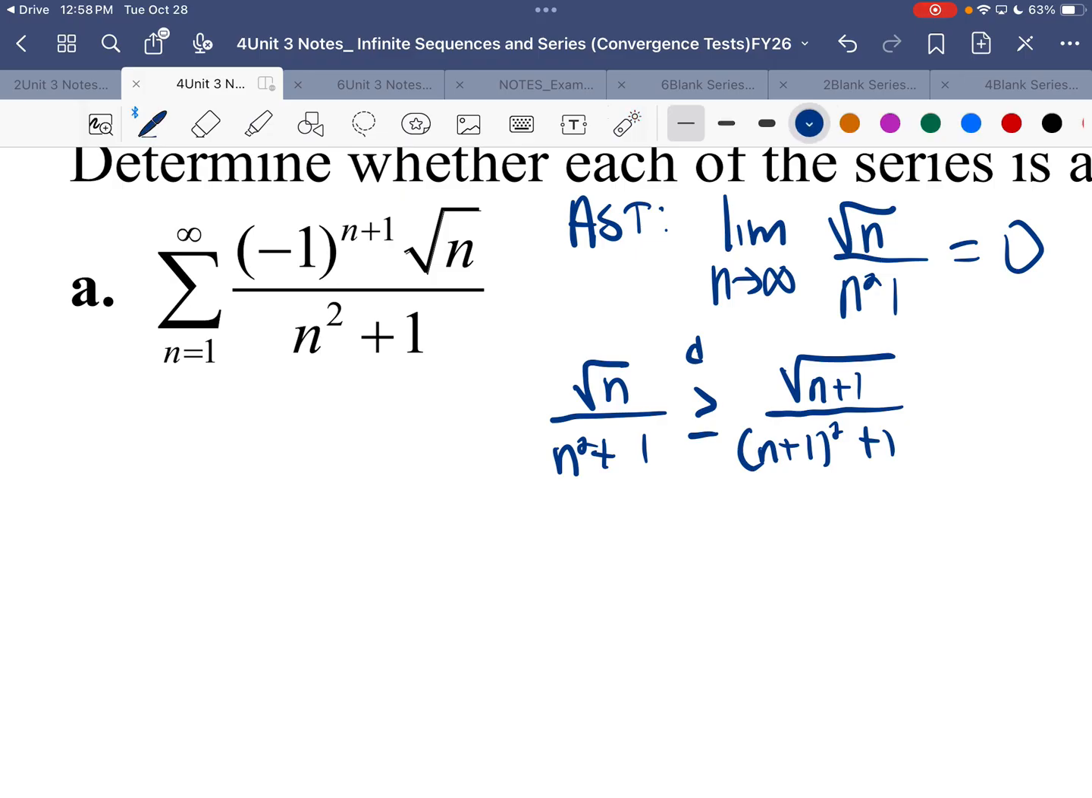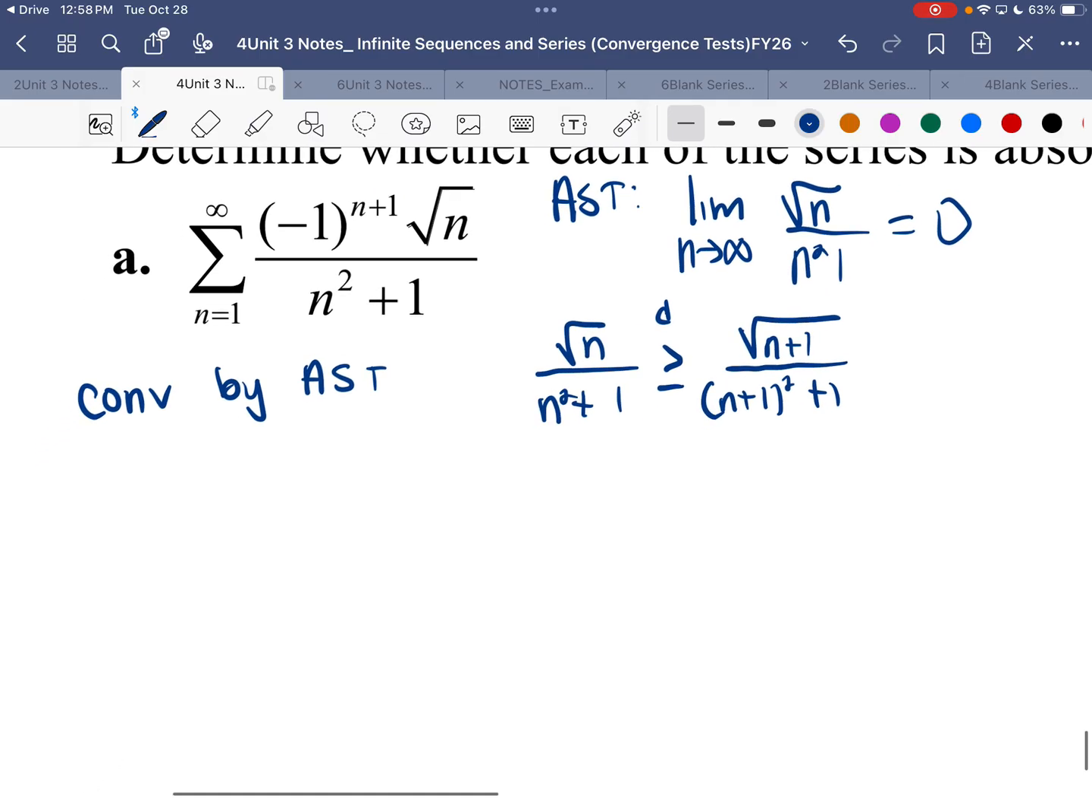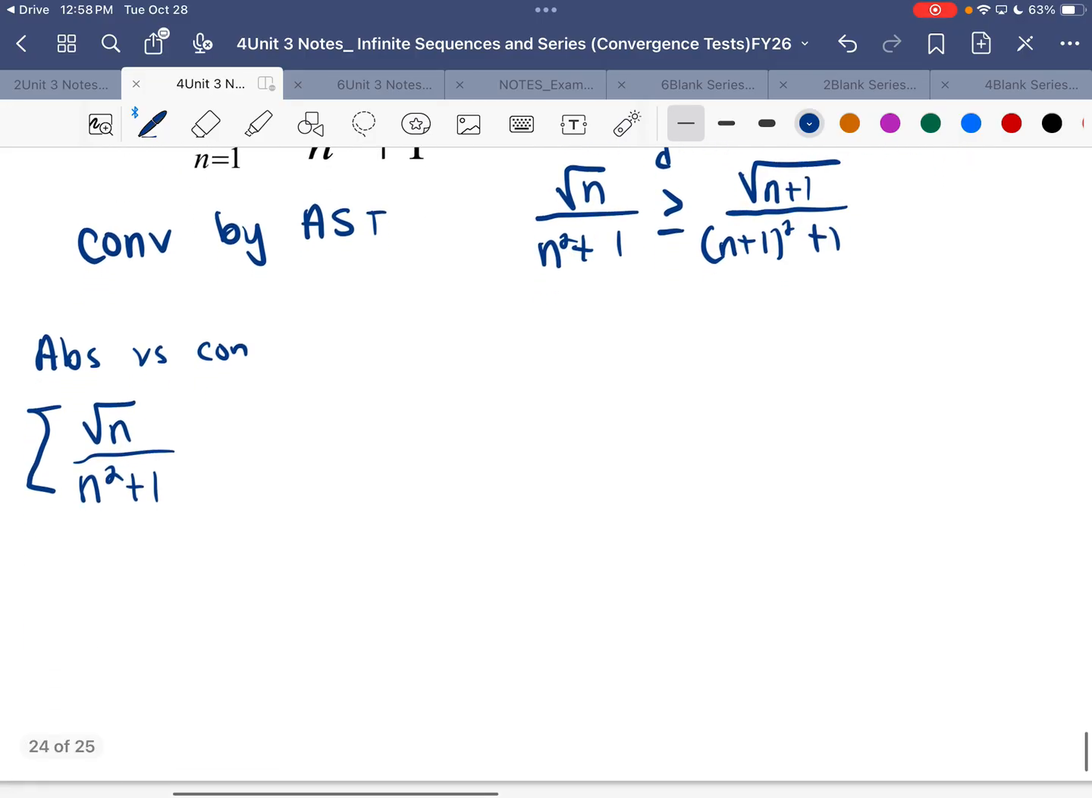All right, so this is converging by the alternating series test. And now we're doing the absolute versus conditional. So we're looking at square root of n over n squared plus 1. That's the absolute value of it. We don't have a special case for this, but we do have a way to evaluate it. What will we do? We can do a comparison test.